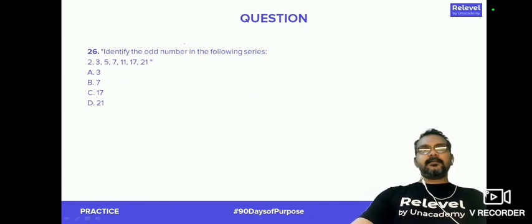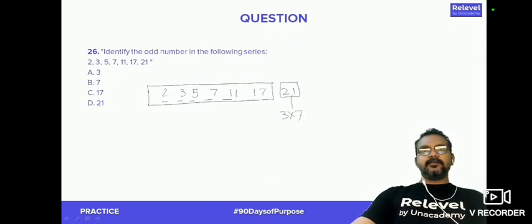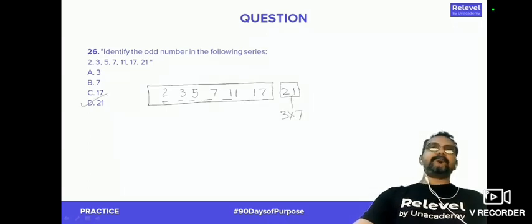26. We need to identify the odd number in this series: 2, 3, 5, 7, 11, 17 and 21. As you can see clearly, these are all prime numbers. They have no factors. Only this one, 21, which is 3 times 7, is not prime and hence is the odd one out. That is option D.